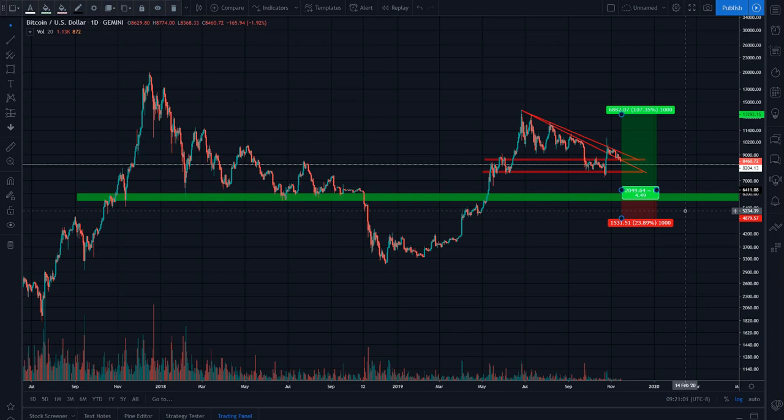So a little bit of risk management about our method. We don't risk more than 2% of our total portfolio in a single trade. So this means if we're trading $1,000, we're not risking more than $20. And if we're trading $10,000, we're not risking more than $200.